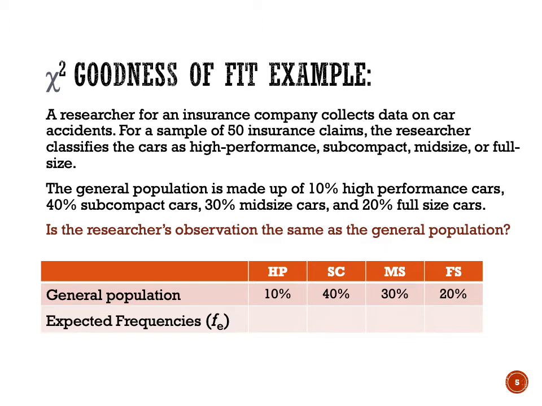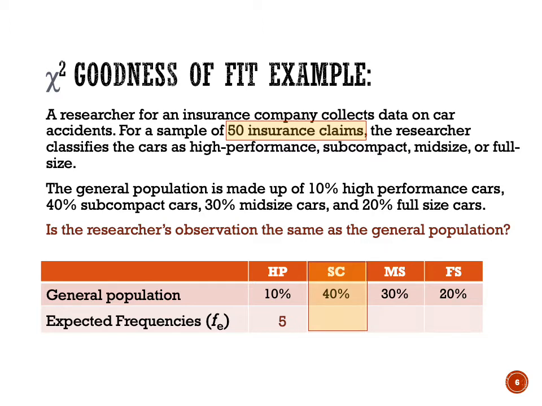The sample that the researcher is collecting data on includes 50 cars, so 50 insurance claims. So based on what we know about the general population, we expect that 10% of those cars will be high performance cars. So I need to calculate what's 10% of 50 to get that expected frequency. In other words, it's 0.10 times 50, which equals 5. So that's my expected frequency for high performance. If the researcher's observation is the same as what's in the general population, then she should have about 5 insurance claims for high performance cars in her data set.